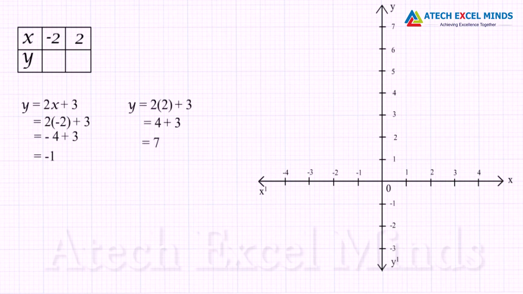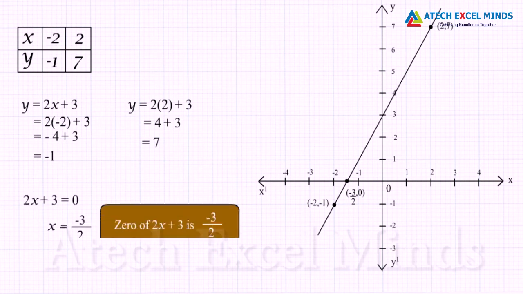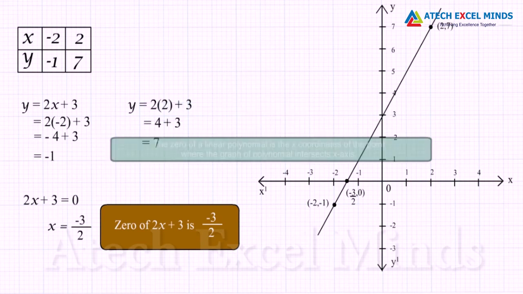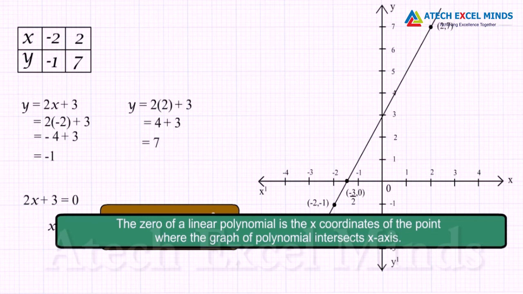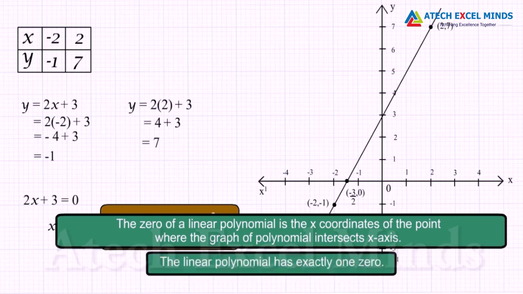It is clear that the graph of y equal to 2x plus 3 is a straight line. This straight line intersects the x-axis at coordinate minus 3 upon 2 and 0. We can observe that the zero of 2x plus 3 is minus 3 upon 2. Thus, the zero of a linear polynomial is the x-coordinate of the point where the graph of the polynomial intersects the x-axis. The linear polynomial has exactly one zero.